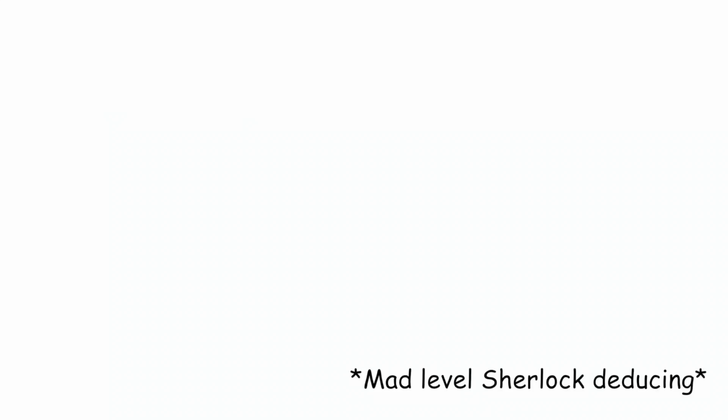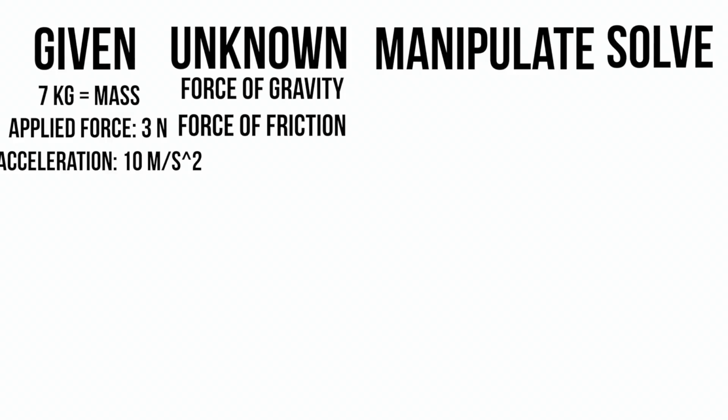It appears that we have a practice problem. So Pavlov's dog is sliding on the surface going at a constant velocity. If his mass is 7 kilograms and he's moving to the right and has an applied force of 3 newtons, and acceleration is 10 meters per second squared because he's on Earth, find the force of gravity and the force of friction. So we know that the dog has a mass of 7 kilograms and that acceleration due to gravity is 10 meters per second squared.